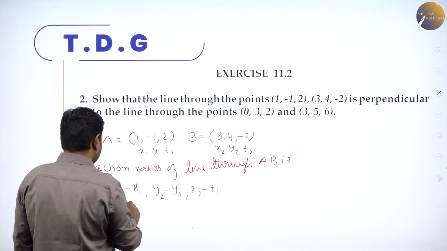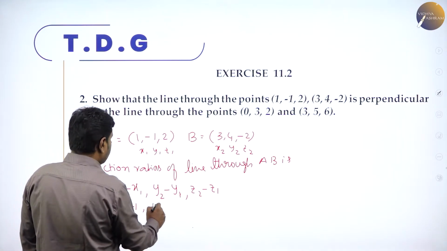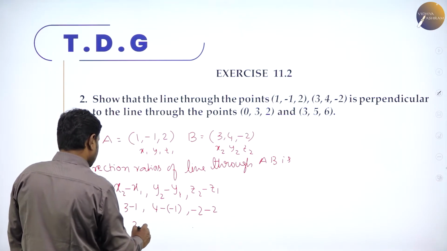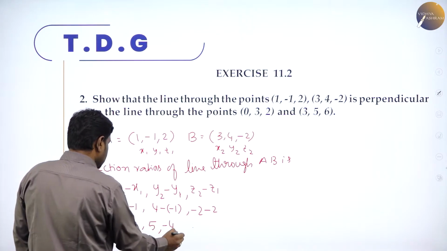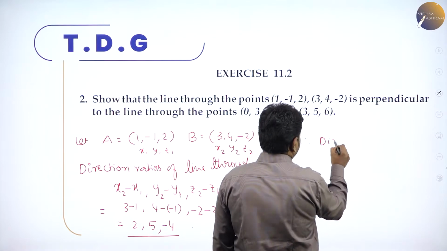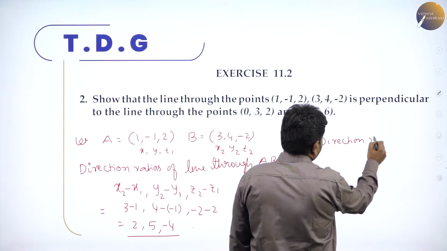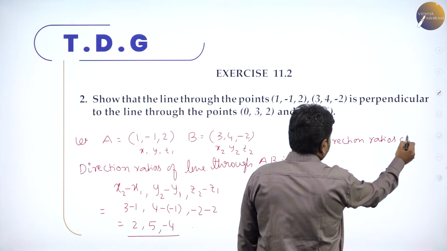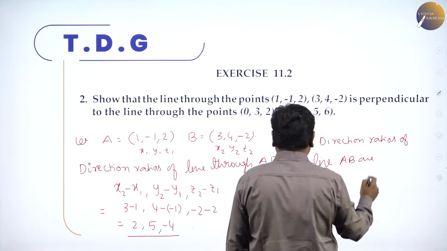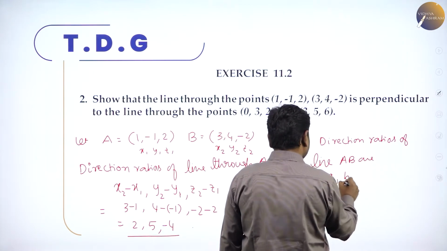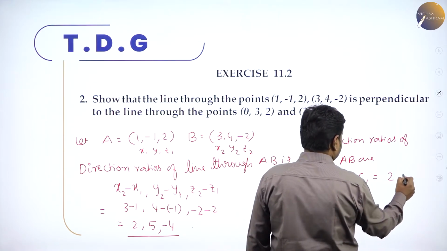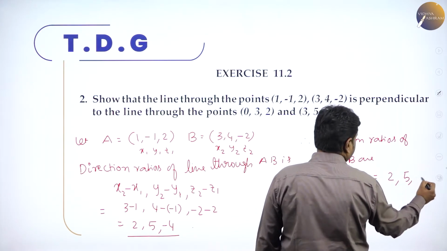So that is 3 minus 1, comma, 4 minus of minus 1, comma, minus 2 minus 2, which gives 2, 5, minus 4. So we call them a1, b1, c1. Therefore the direction ratios of line AB are a1, b1, c1, that is 2, 5, minus 4.